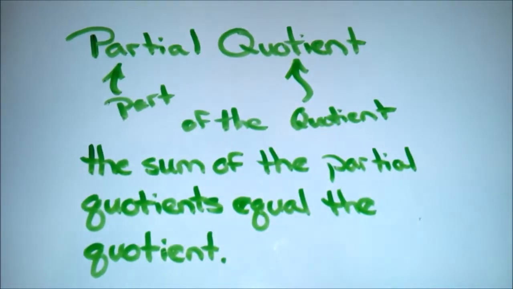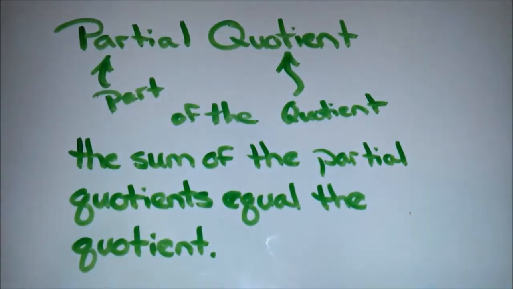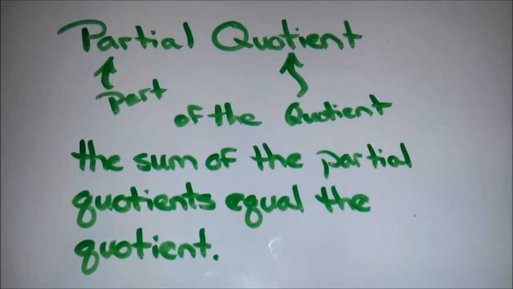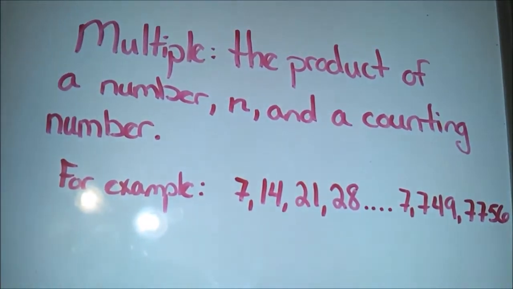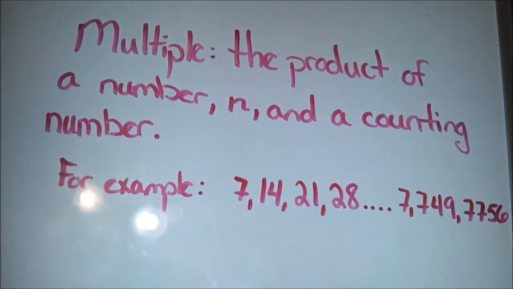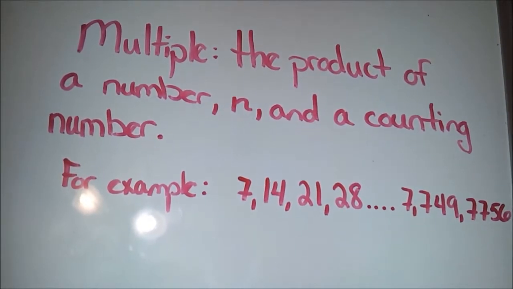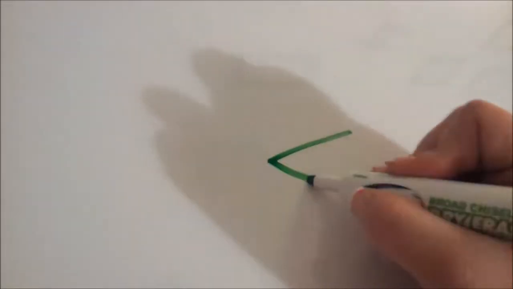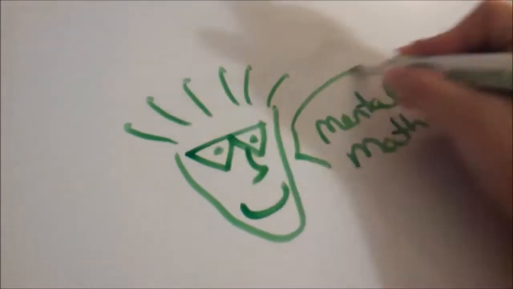A partial quotient is part of the quotient, and the sum of the partial quotients equals the quotient. You should already know the definition of a multiple, the product of a number and a counting number. In our example, we have the multiples of 7 going all the way up through 756.